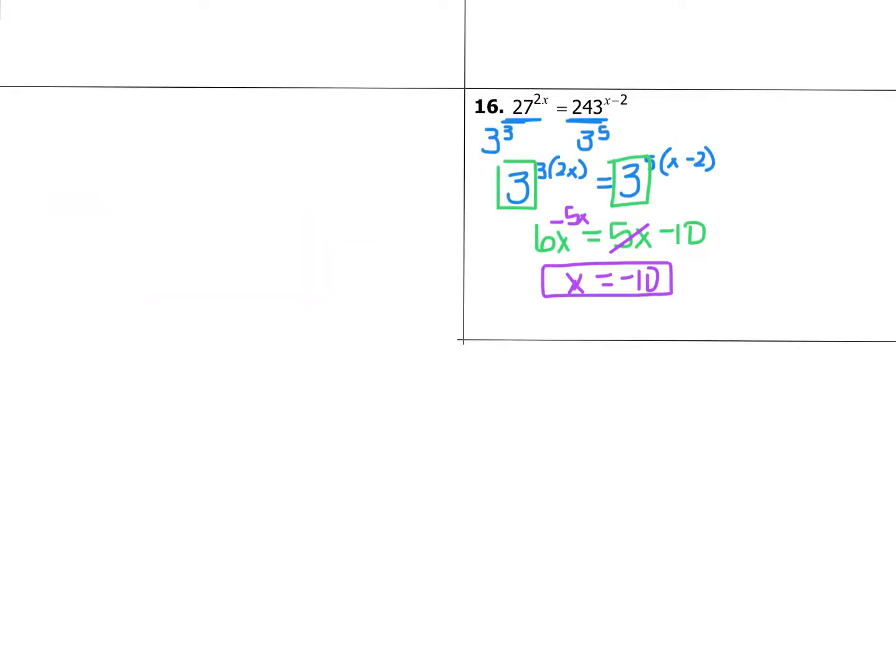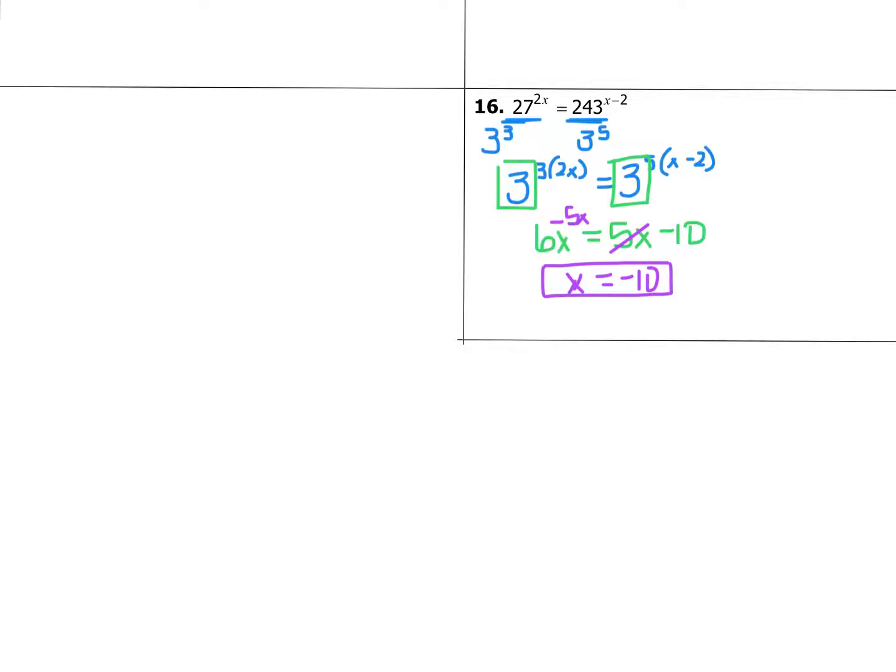For number 16, I got x equals negative 10. Go ahead and move on if you got that. If you didn't, the first thing that I noticed was that 27 and 243, I wasn't really sure about 243, but I knew 27 was a base of 3 to the third. So I went ahead and saw if I could get to 243 by multiplying by 3 every time. And I realized that multiplying 3 times itself 5 times gives me 243.